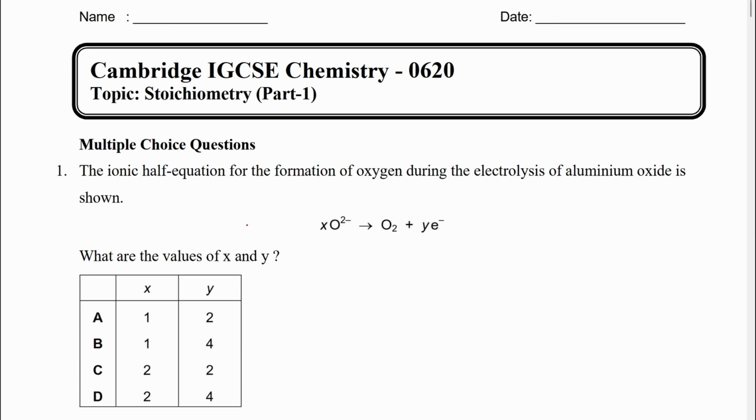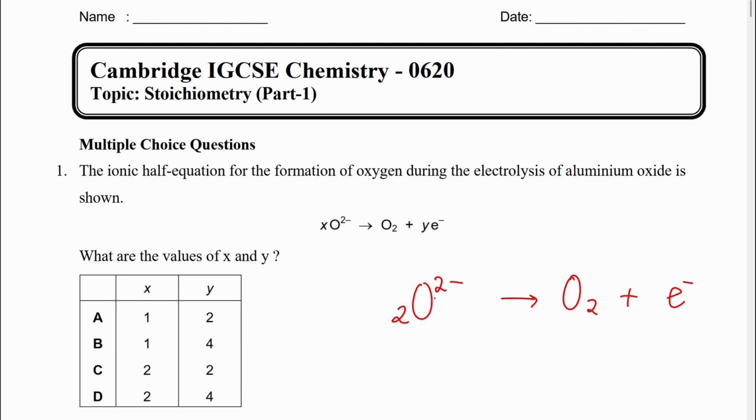Question 1. The ionic half equation for the formation of oxygen during the electrolysis of aluminum oxide is shown. What are the values of X and Y? Okay, so let's rewrite this. Now let's balance the equation first. In here, we have O2, but at the left side, we still have O1, right? So that's why I will put 2 in front.